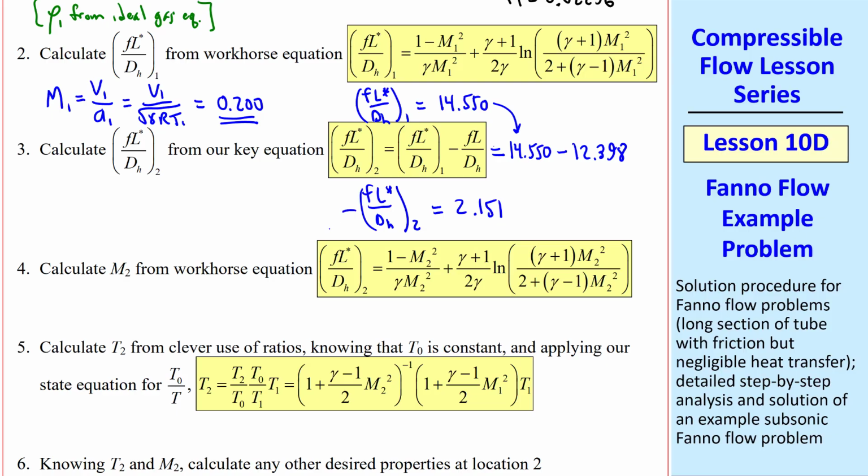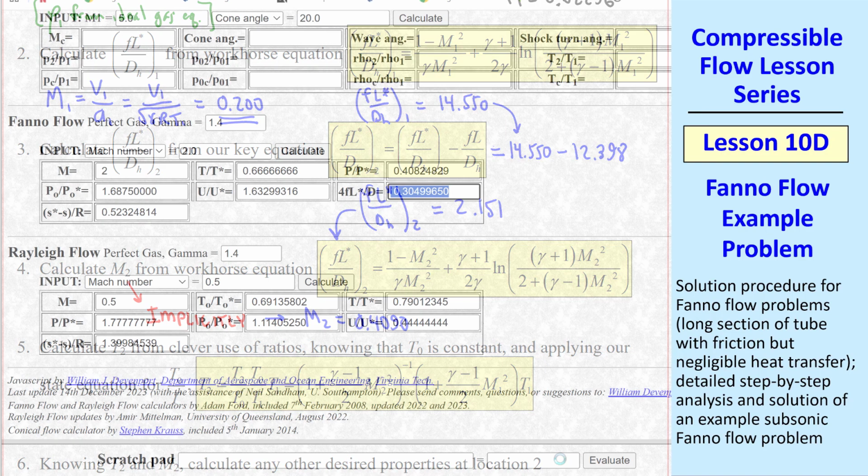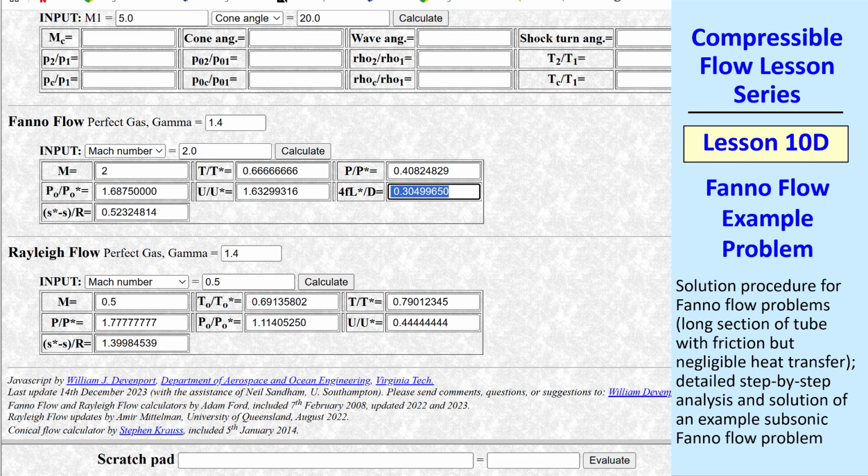Well, now that I know that, I can calculate M2 from our workhorse equation again, and remember that we do this implicitly, since you can't solve analytically for M2 from this equation. We get M2 is 0.4090. We verify that with the compressible aerodynamics calculator.